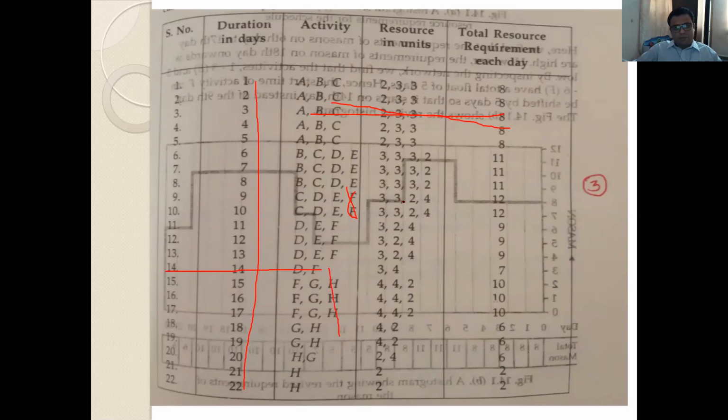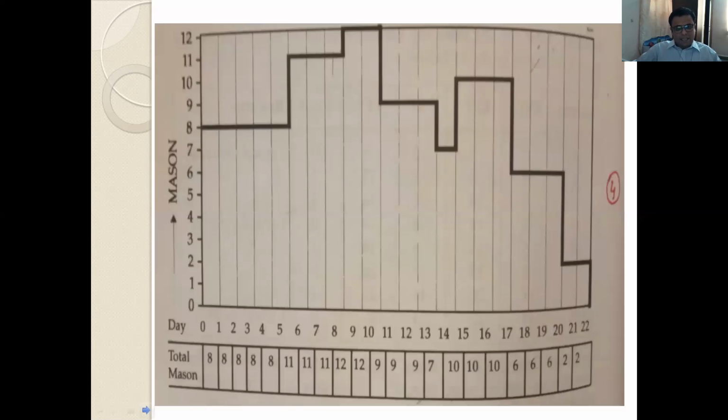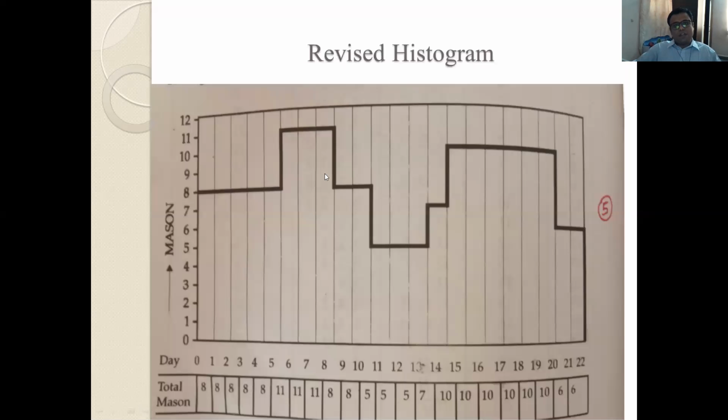So whatever the resource required for that activity will go on changing for these 9, 10, 11, 12 and 13 days. Okay, and here it will go on increasing. So again we will find out this cumulative resource requirement for each day, and we will plot the revised histogram. Now students, you will see here this peak requirement is up to 12. When we plot this revised histogram, the peak requirement that was up to 12 will now be reduced to 11, by shifting one activity.